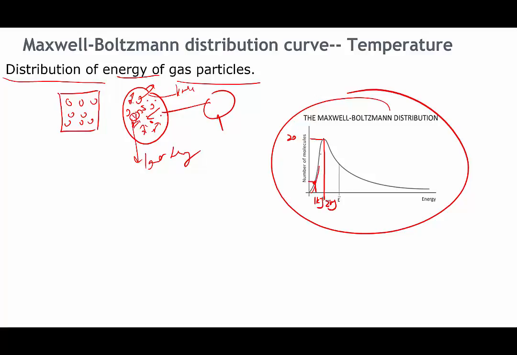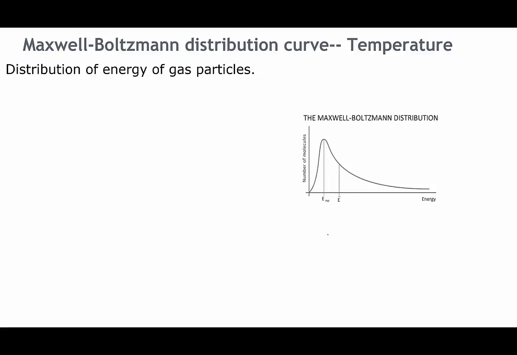In the end, we're going to plot a graph that describes the distribution of energy of gas particles. Your x-axis will be energy and your y-axis will be number of molecules. So there'll be a different number of molecules at different energy points. And the energy comes from the kinetic energy because they're all moving around.